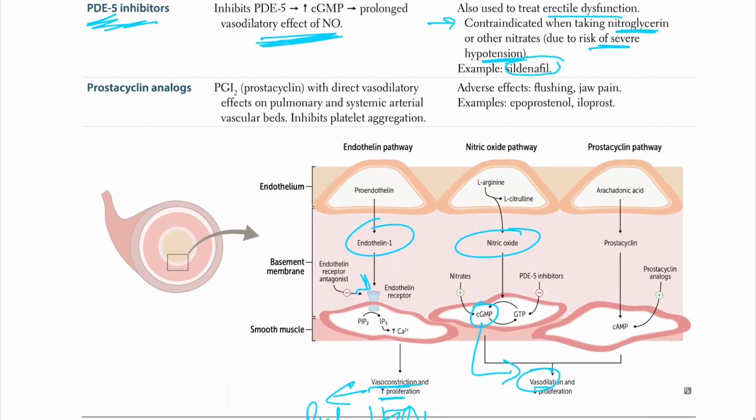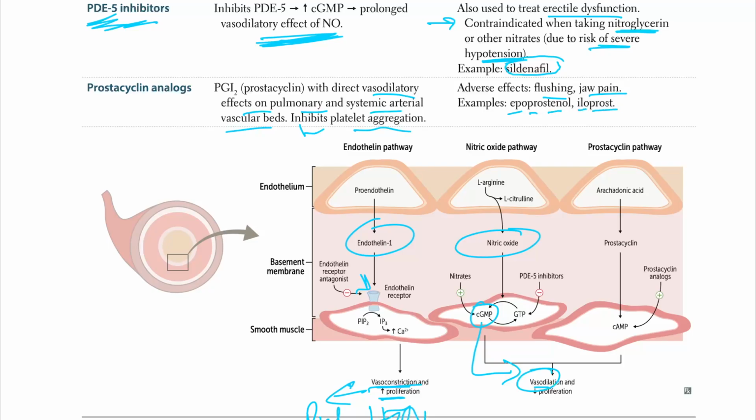Now the prostacyclins, what do we have? Prostacyclin analogs, PGI2, with a direct vasodilatory effect on the pulmonary and systemic arterial vascular beds. They inhibit platelet aggregation. Adverse effects are flushing and jaw pain. Examples are epoprostenol and iloprost.